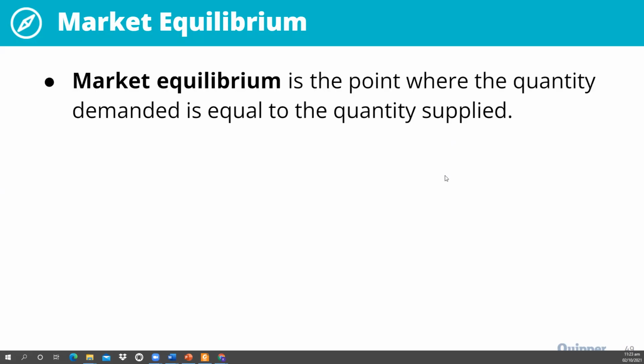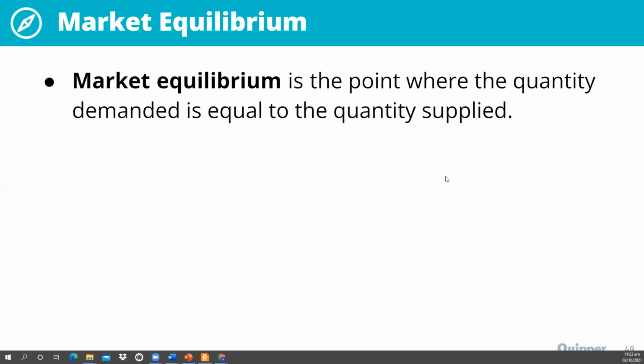Okay, we get the law of supply and demand. I guess we can move on to market equilibrium. So for the market equilibrium, it is the point where the quantity demanded is equal to quantity supplied. Okay? So when we go back to business math, this is like the break-even. So the quantity demanded is equal to the quantity supplied.